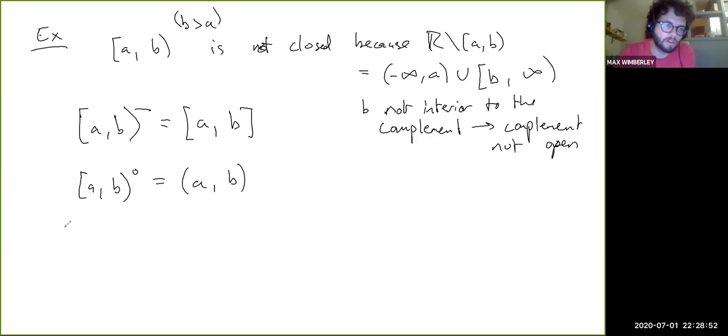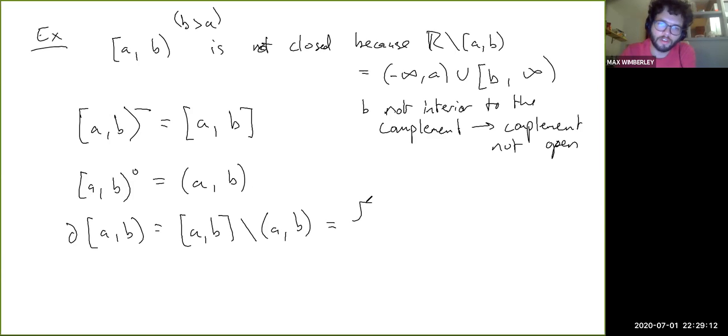So the boundary, sometimes written as this curly D, like a partial derivative. So the boundary of AB, which is the closure minus the interior, right, that's just the set of 2 points on the edges, right? So notice that B is actually not in the original set, but it's still considered a boundary point, okay? So sometimes there are boundary points which are not inside of the original set. Okay, so that's our example.